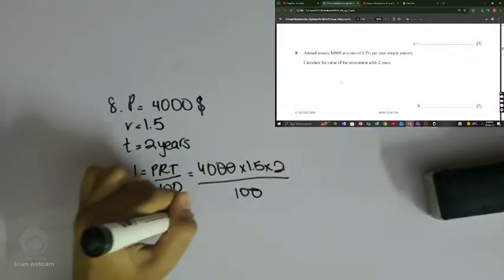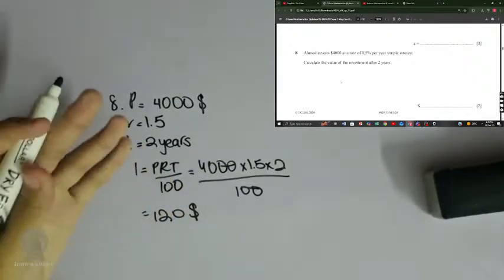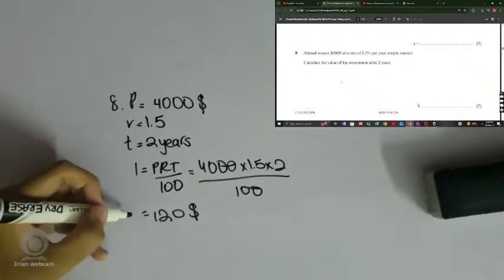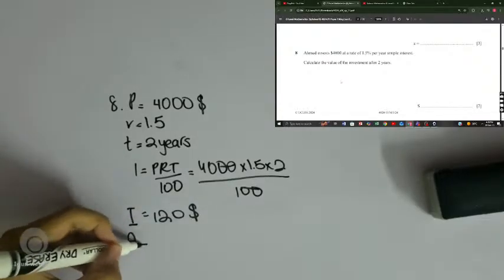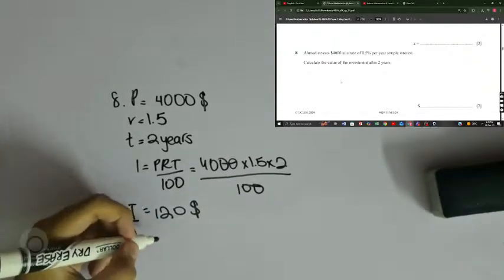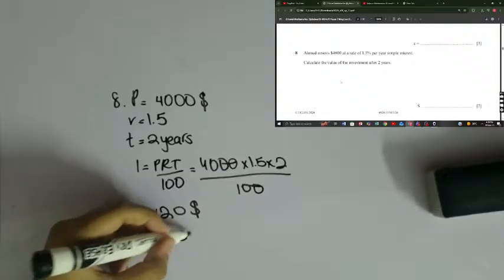So we have $120, but they're asking for the value of the investment, right? That includes the principal as well, so we need to find the total amount. The amount is the principal plus the interest, so that's $4,120.